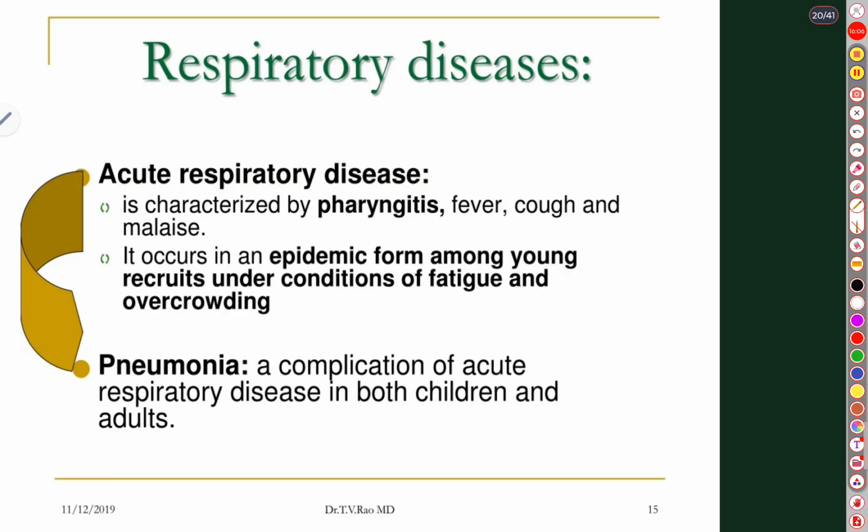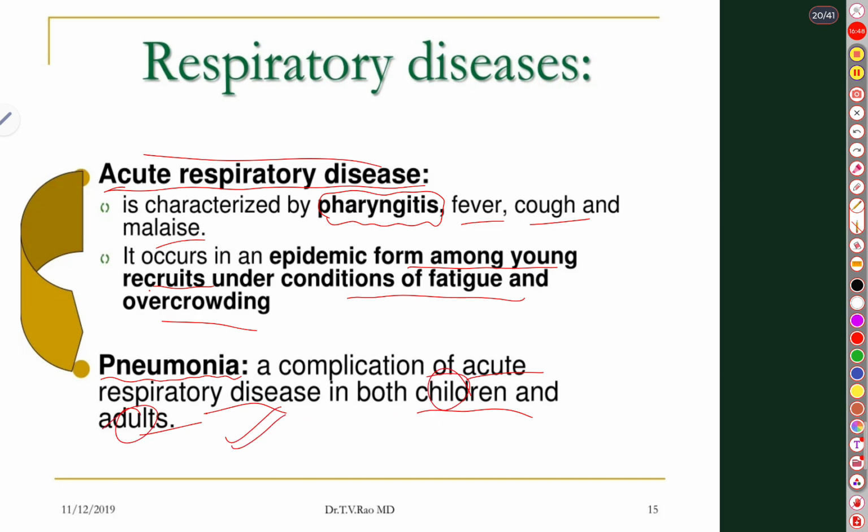Okay, then the continuation, the fourth is the acute respiratory diseases, which is characterized by pharyngitis, fever, cough and malaise. Malaise means body pain. Before the fever there is something happening, that the body ache or body pain type, that is the malaise. It occurs in an epidemic form among the young recruits under conditions of fatigue and overcrowding. Achha, due to fatigue and overcrowding it can occur in an epidemic condition among youngsters. Last is the pneumonia. Pneumonia, it's a complication of acute respiratory disease in both children and adult. It can happen in both, in both children and the adult.